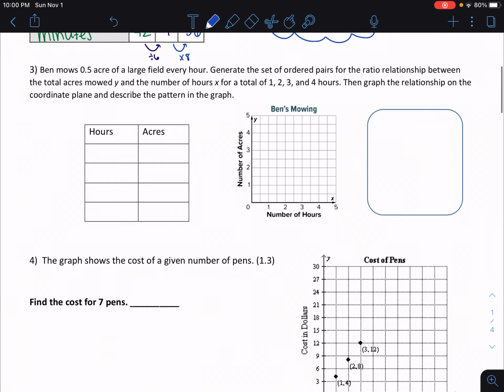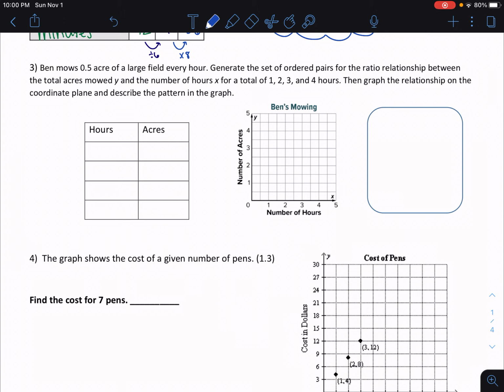Number 3 was about graphing points. So this says Ben mows 0.5 acre of a large field every hour. Generate the set of ordered pairs for the ratio relationship between the total acres mowed and the number of hours for a total of 1, 2, 3, and 4 hours. Then graph the relationship and describe the pattern in the graph. So this last box right here is going to be where we describe the pattern. Okay, that's why that box is there.